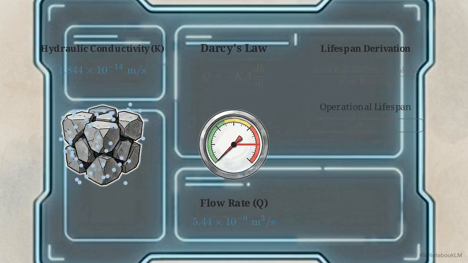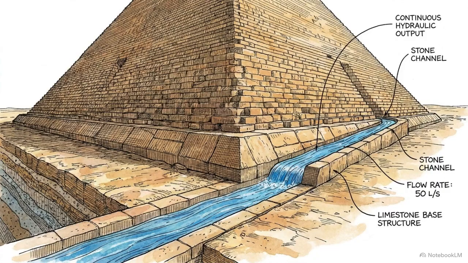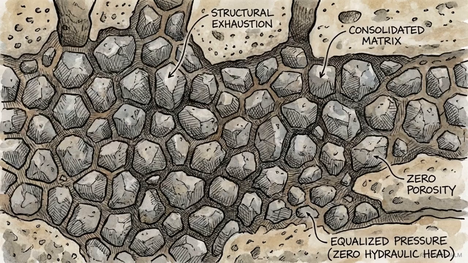Dividing the total volume of water the rock can expel by this flow rate tells us the operational lifespan of the system. Before the pressure equalizes and the flow stops, the Great Pyramid can operate for 1,268 years. Khufu's 5.9 million-ton mass produces the precise hydraulic head required to maintain this continuous flow for over a millennium. Once the rock matrix consolidates and the pressure equalizes, the water stops moving.